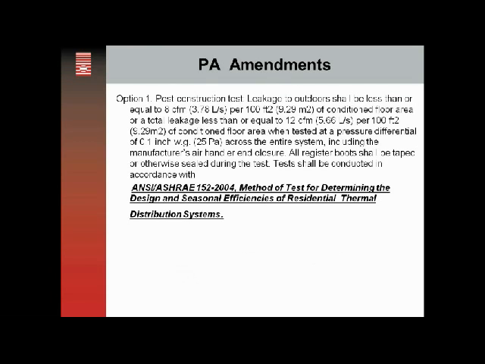Some states, again, have amended these requirements. The Pennsylvania amendments came in, and actually they went leakage to the outside, less than or equal to 8 CFM. Total leakage, 12 CFM, but they specified a test standard, ANSI ASHRAE 152-2004, method of test for determining the design and seasonal efficiency of residential thermal distribution systems. So again, Pennsylvania citing an actual test standard.